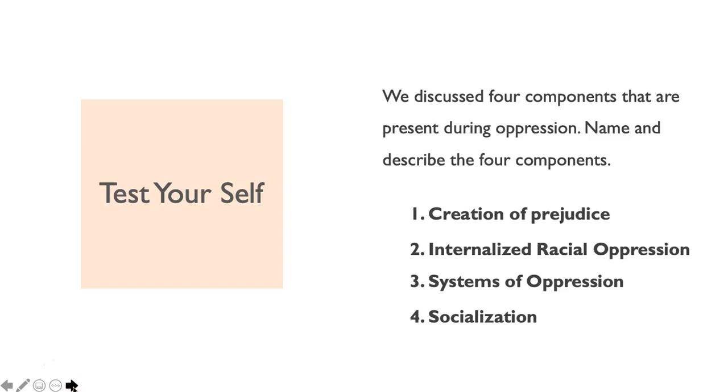So great job. It was one, creation of prejudice, right? Think about this as the use of media to portray Black people and all non-white people in an inferior light. The second is internalized racial oppression, right? That's when the oppressed community accepts the myths about the community. Three is systems of oppression, right? When institutions and systems work to oppress the community, or the oppressed group. And then socialization, when individuals in society begin to act in a way that conforms to this oppression.